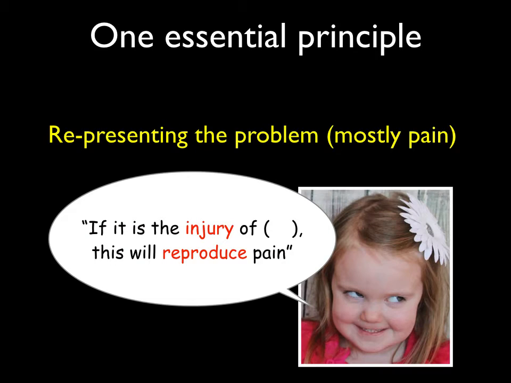The general underlying principle in orthopedic tests is representing the problem, mostly pain, sometimes failed functions, but mostly pain. So you are representing the problems of the patient. If it is an injury of something, this action will produce the pain. That is an orthopedic test.